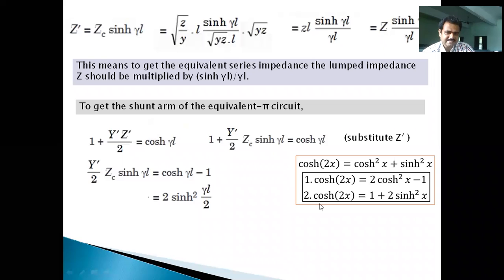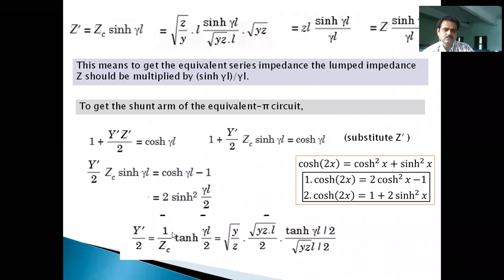Okay. Using the second relation, cosh 2x can be written as 1 plus 2 sinh square x. Otherwise, if it is x, this becomes x by 2. If it is theta, theta by 2. Cosh theta can be written as 1 plus 2 sinh square theta by 2. The same thing here, theta, what we have assumed, that is gamma l. Now, using the same formula, I have substituted 2 sinh square gamma l by 2.